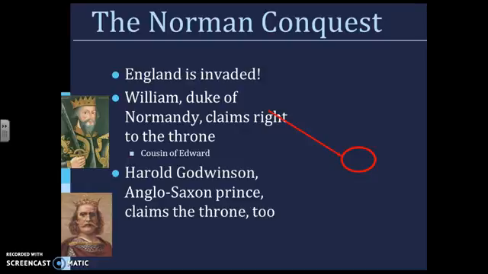He was a cousin of Edward, but the other rival is Harold, Godwin's son. He was a prince. He claims that Edward the Confessor named him king on his deathbed, and Harold is actually crowned king officially. And because it takes time for messages to get back and forth, this is when William mounts his invasion. So Harold is king for less than a year until William gets his act together, builds his army, and sails across the English Channel.